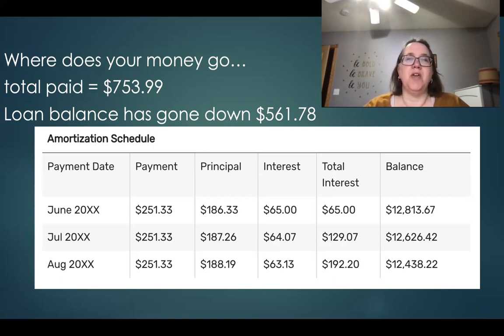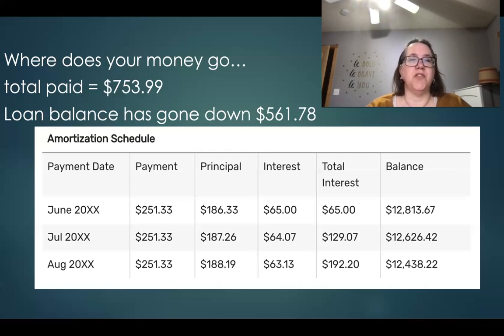So here are 3 payments for a loan that started out at $13,000. Okay, each payment is $251.33. And you can see that what they do is they figure out, okay, for 1 month, how much interest do you owe? So for the month of June, you owe $65 in interest. So they take that $65 right off the top, and then whatever's left goes towards the balance.